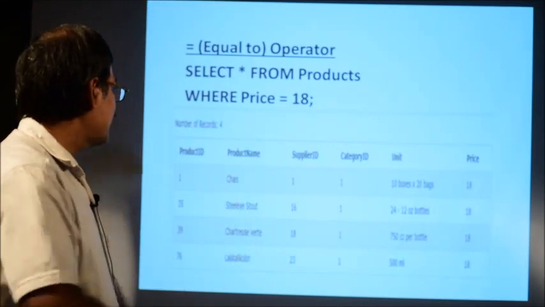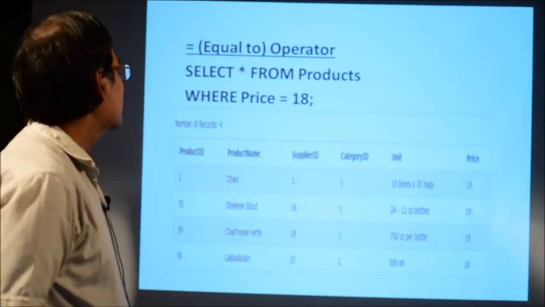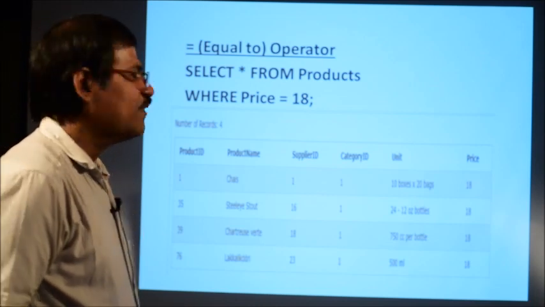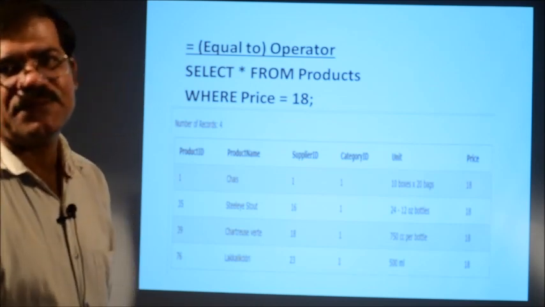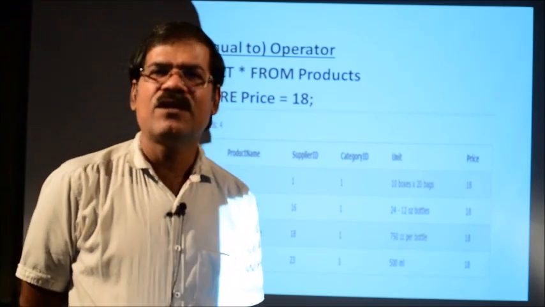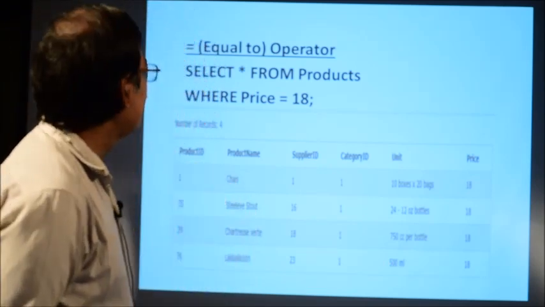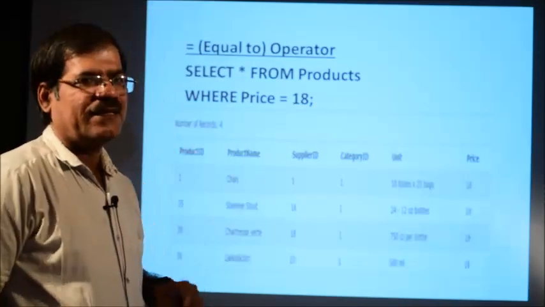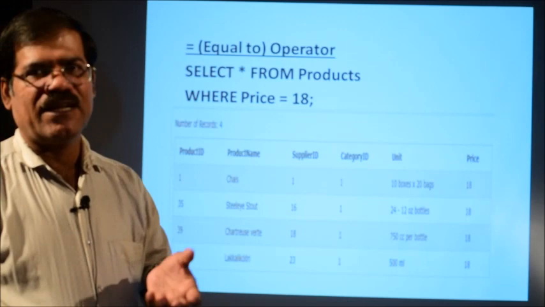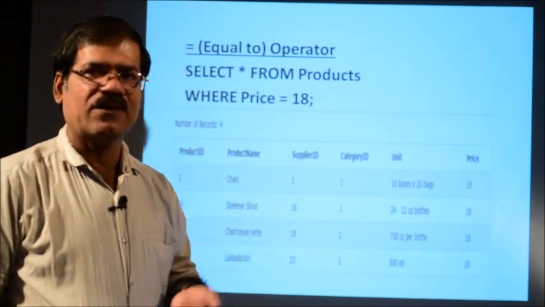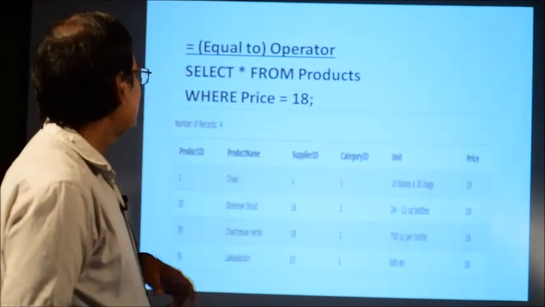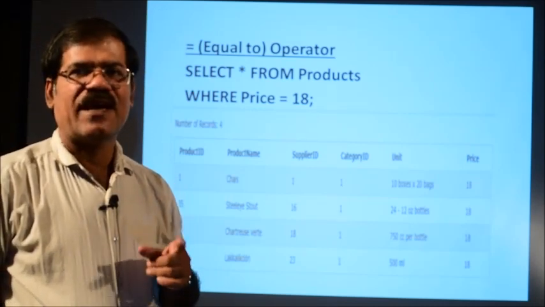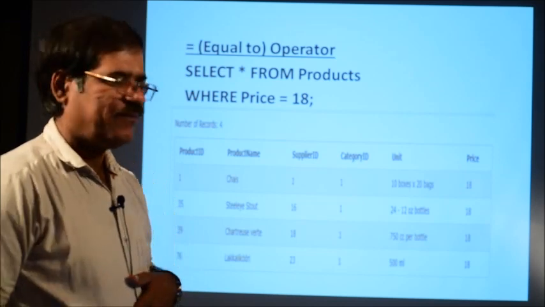So what do you write? Select star from product. Select means you can select some records, and star means all the records. From table name. What is your table name? Your table name is product. So the product table was created earlier. You can fetch all the records from the product table by providing a condition. Where condition. What is your condition? The condition is price is equal to 18.